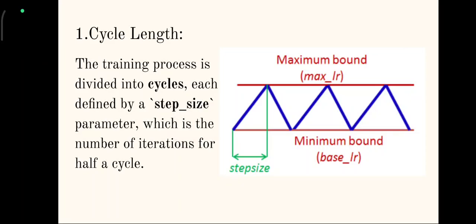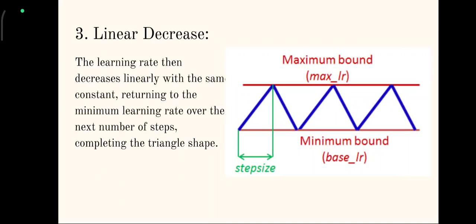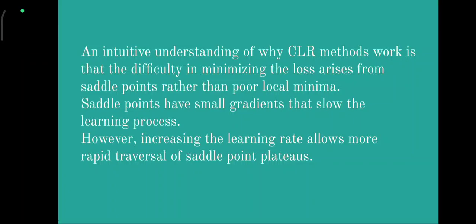But how does it work? First, cycle length. The training process is divided into cycles, each defined by a step size parameter, which is the number of iterations for half a cycle. Second, linear increase. The learning rate begins at a minimum or base learning rate and increases linearly over a specified number of steps until it reaches a maximum learning rate. Third, linear decrease. The learning rate then decreases linearly with the same constant, returning to the minimum learning rate over the next number of steps, completing the triangle shape.